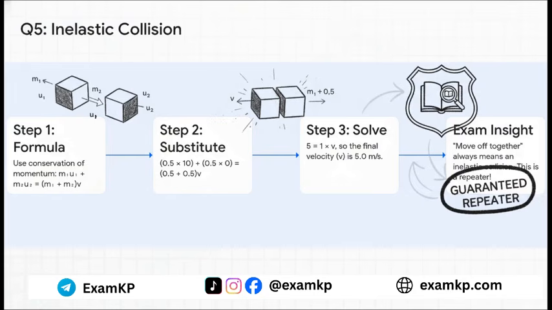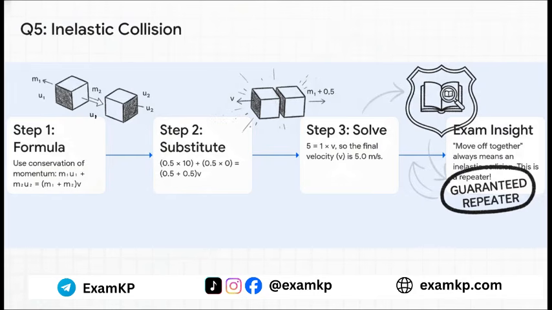That gives us 5. After the collision, the masses stick together, so we have a total mass of 1 kilogram moving at some new velocity v. So 5 equals 1 times v. It's that simple. The common velocity is 5 meters per second.